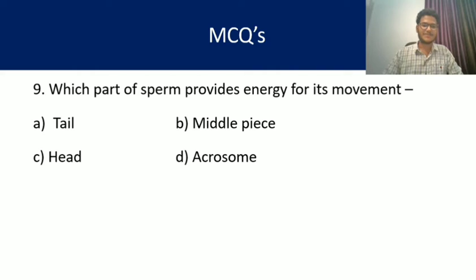Question number 9. Which part of sperm provides energy for its movement? So energy is provided in a cell. As we know, sperm is a haploid cell. So for each cell, energy is provided by the mitochondria, and we know that the middle piece of the sperm contains the mitochondria. The head is made up of nucleus, and the acrosome is made up of Golgi body. So the middle piece is having mitochondria, so it provides energy to the sperm. So the answer is B, middle piece.